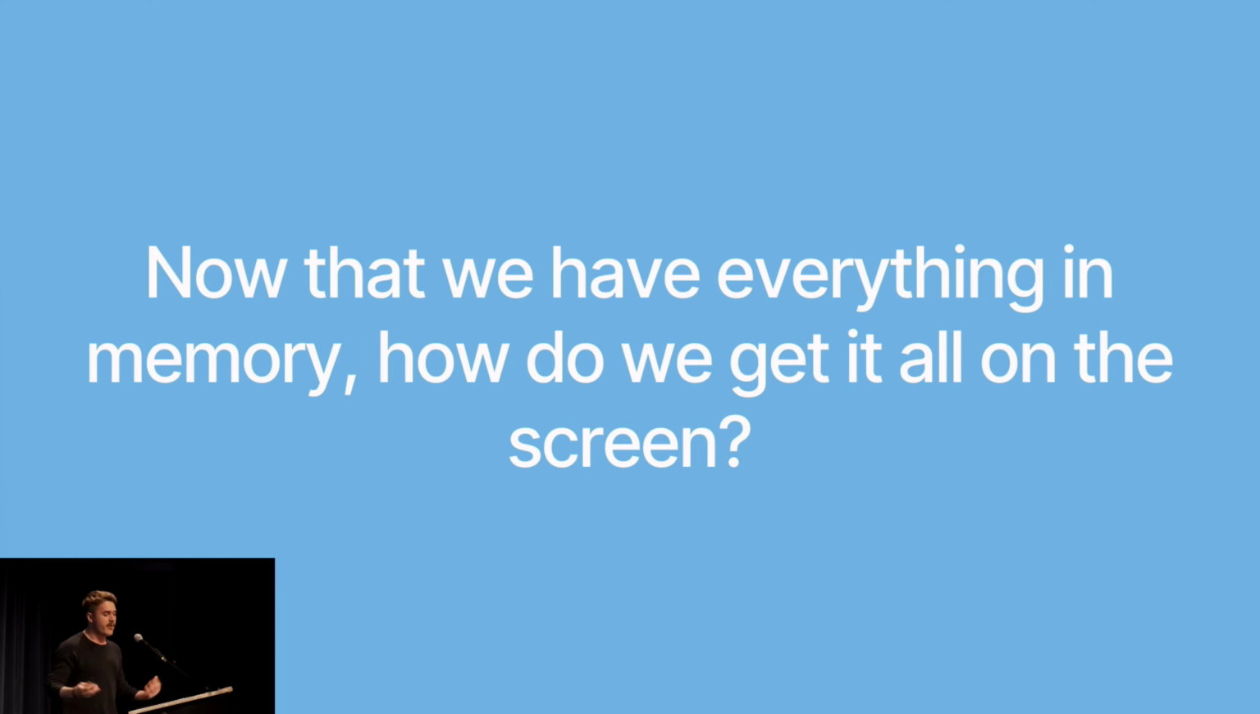So now that we have everything in memory, right, we've defined our voxel world. What does it really look like on the screen? How do we take this and put it on the screen?